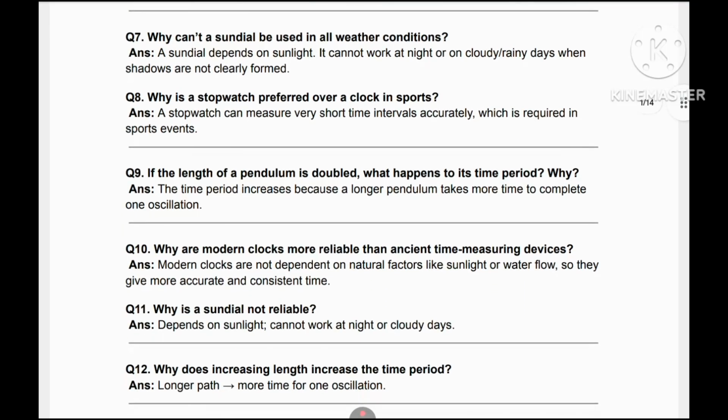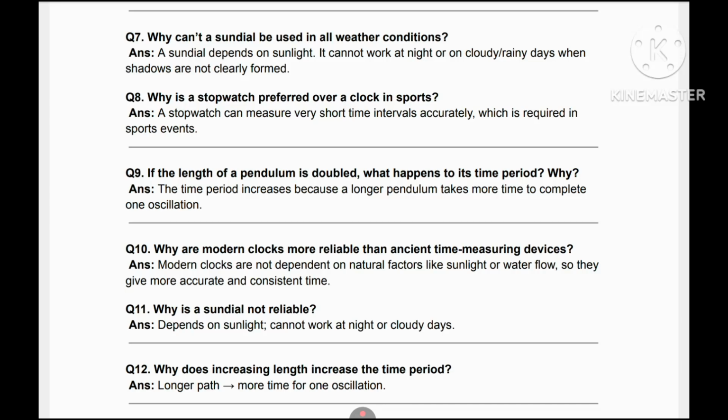Why is a stopwatch preferred over a clock in sports? A stopwatch can measure very short time intervals accurately, which is required in sports events. If the length of a pendulum is doubled, what happens to its time period and why? The time period increases because a longer pendulum takes more time to complete one oscillation.